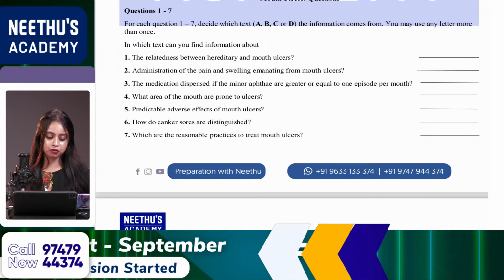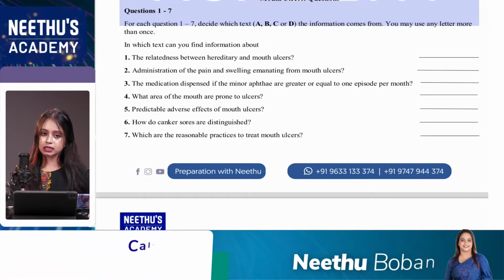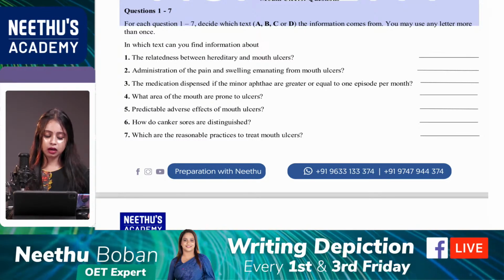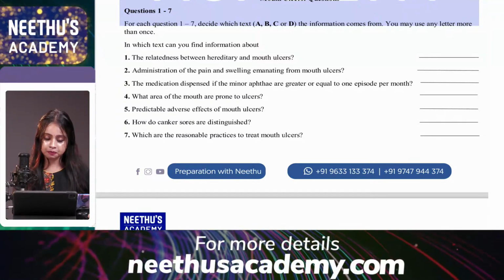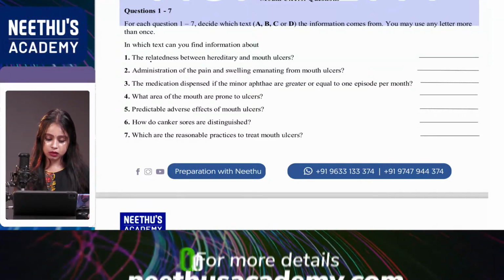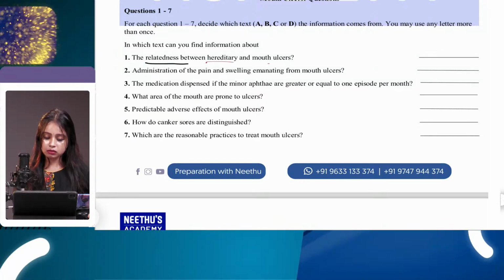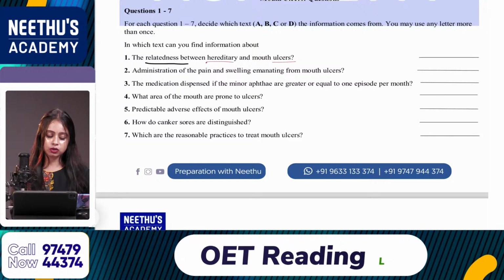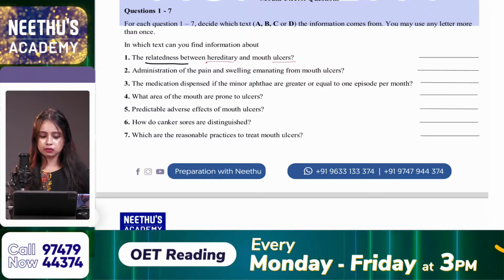Very good, Megha. This is your first comment. So for question number 1, the keywords are hereditary, related, ulcers. I'm marking the keywords: relatedness, hereditary, ulcers. So these are my keywords as you have mentioned. The answer is B, hereditary mouth ulcer, from text B, right? Any other answers?